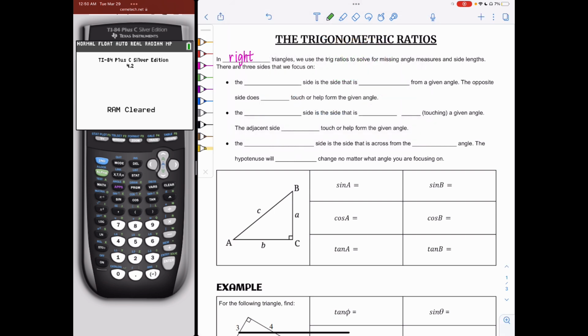For our opposite side, you have to understand that we are going to be focusing on the side that is across from a given angle. So that means that the side that is opposite of a given angle does not touch or help form the angle.